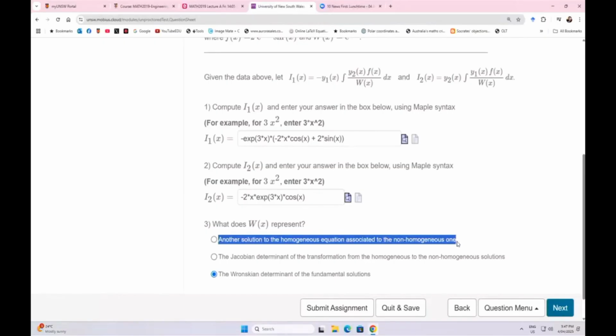Is it saying that it could be a solution to YH and YP? I mean, is that possible? I don't think it is. No. But maybe that's what they're trying to do. Another solution to the homogeneous equation associated to the non-homogeneous. Another solution. So a third solution? Yeah, as an alternative. No. Maybe I'm starting to understand. Okay. That is what whoever wrote that needs to confess.